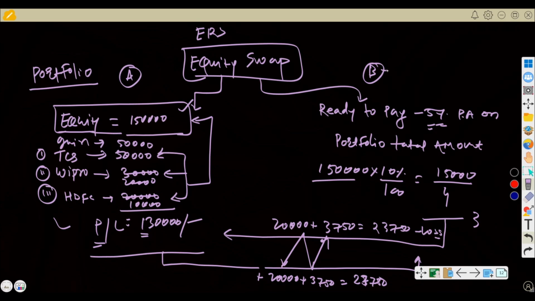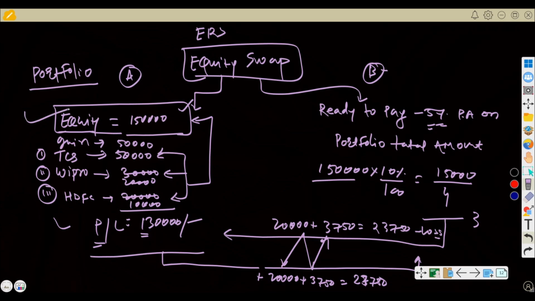Revenue swaps and total return swaps, both are the same. Total return means we are talking about the portfolio. Whatever returns are incurred, we are talking about total returns.